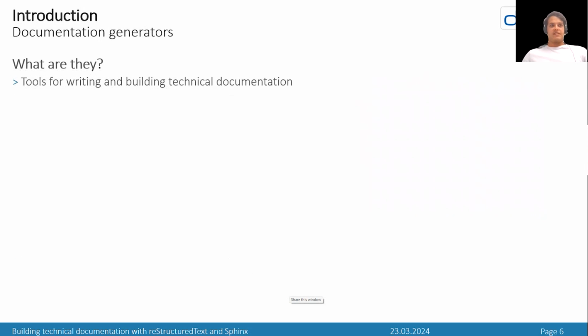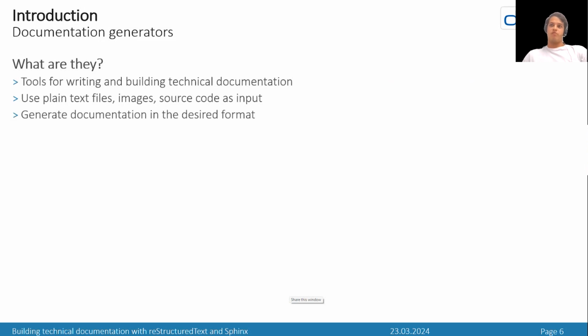Okay, let's move on to the next slide. I will talk now about documentation generators. Documentation generators are tools that allow us to create and maintain technical documentation. They are mainly specialized software that transform plain text files, images, or source code into documentation in a proper format. For this, we are using reStructuredText and Sphinx, which are tools from the Python community. I will also mention other tools at the end of this presentation.